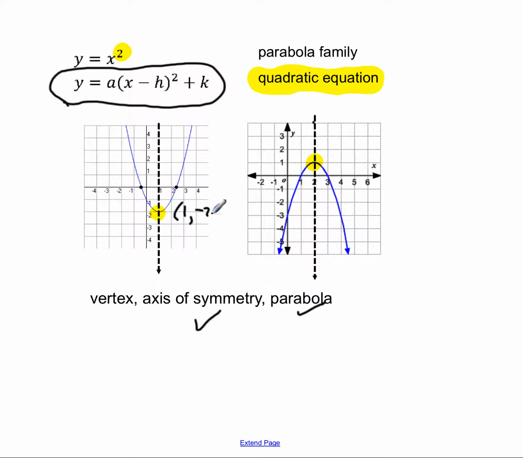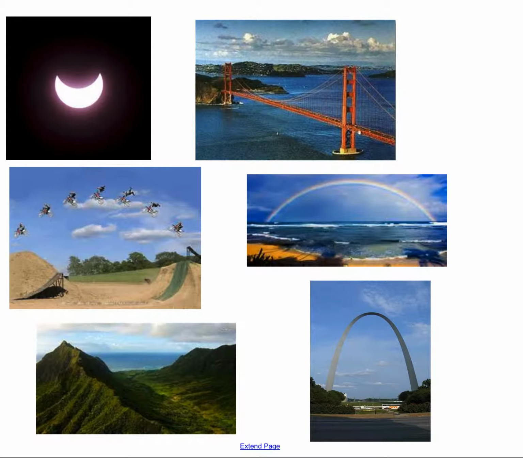And here the vertex is (2, 1). So the vertex is a really important part of the parabola as well. Okay, moving on. We can see parabolas a lot in nature. You can see a parabola in a moon, or a part moon, or a crescent moon. You see two parabolas: I see one on the top and one on the bottom.